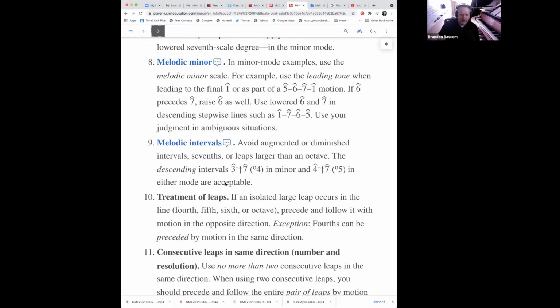Avoid augmented intervals, the 2 exceptions being the diminished fourth and the diminished fifth. If you're going the descending intervals, scale degree 3, raise scale degree 7 in minor, and scale degree 4 and raise scale degree 7 in either mode are acceptable. Those are the 2 augmented intervals that you can have. Treatment of leaps. Proceed and follow it with opposite direction, yeah.